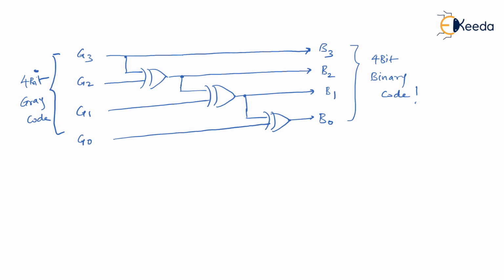This is how we convert binary to gray and gray to binary. So what we have seen is the process. We have seen 2 examples of each conversion, which are more than enough. And at the end, we have seen the logic diagram, that is, the binary to gray code converter and the gray code to binary code converter.